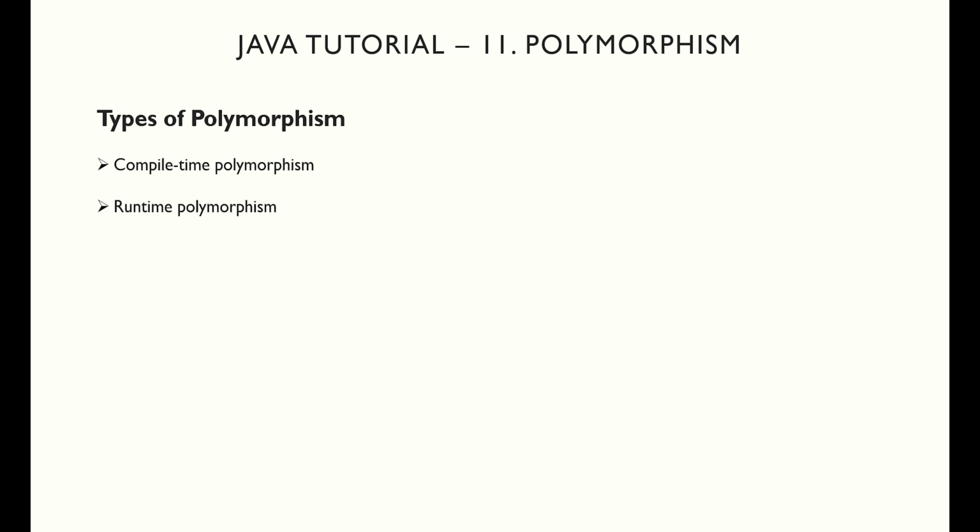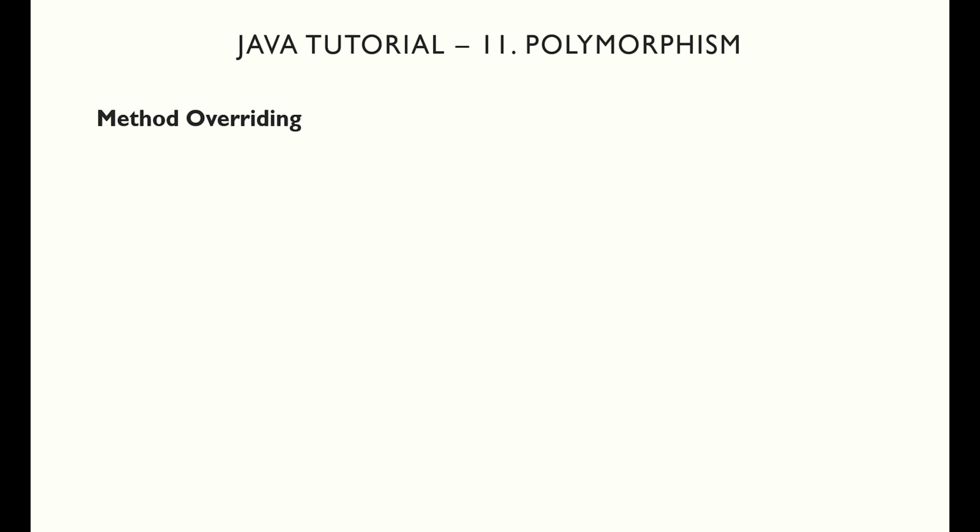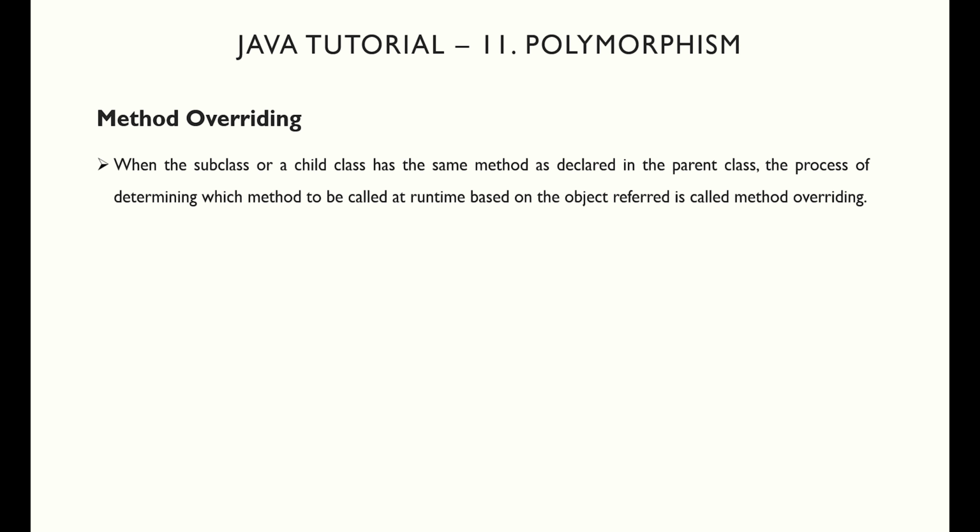Compile time polymorphism can also be called static polymorphism, achieved through method overloading. Runtime polymorphism is also called dynamic polymorphism, achieved through method overriding. Method overriding. When the subclass or child class has the same method as declared in the parent class, the process of determining which method to be called at runtime based on the object referred is called method overriding.